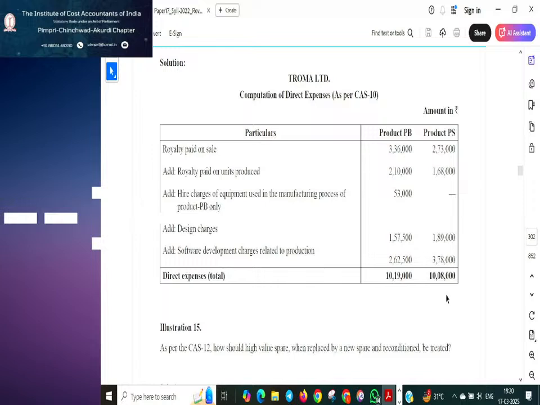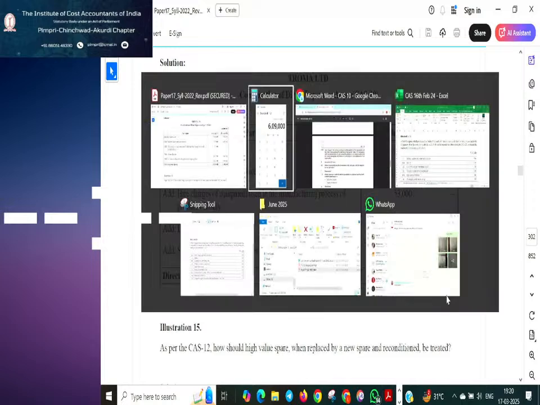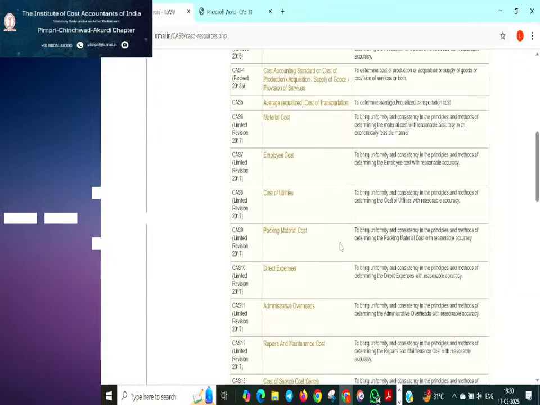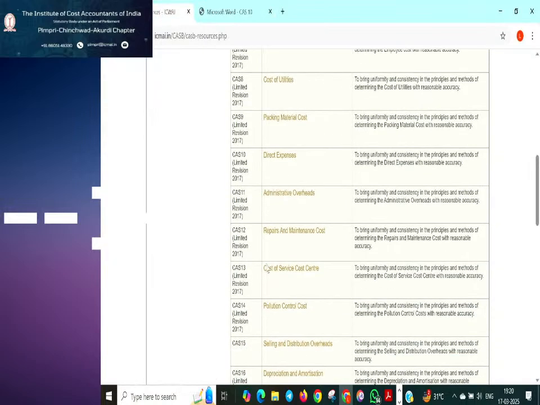Okay? Any doubts? Those who are online? Are you clear about Cost Accounting Standard 10, which talks about direct expenses? Yes? Yes, ma'am. Even a thumbs up will do. So shall we move on to the next cost accounting standard? So direct expenses is done.